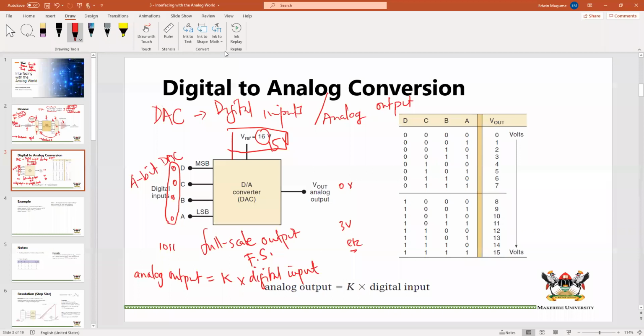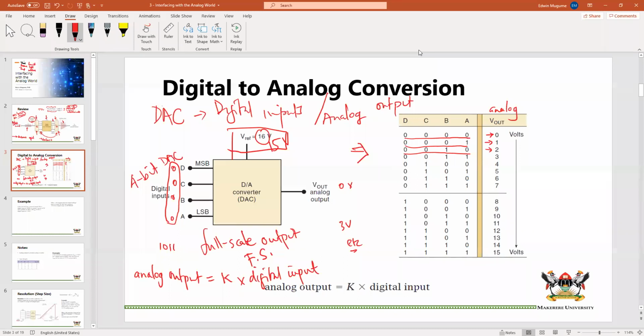Now, this means that we know what the digital input is and the analog output, and so there is a proportionality there that relates the two. Let us look at a scenario like this. When we have 0, 0, 0, we get 0 volts. When we have 0, 0, 1, we get 1 volt. This is analog. If our inputs were 0, 0, 1, 0, we get 2 volts, and so on and so forth. And so you can see this is really just binary conversion, straight binary into decimal.